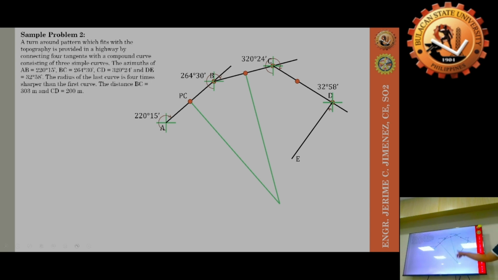Okay? Next, ito yung next point natin. Ito yung second radius natin. Okay? Then, maglagay ako dito ng point. Same, dapat equal yan. Yung point, then, that will be your point of tangency. Then, perpendicular, yan yung magiging radius 3 natin.